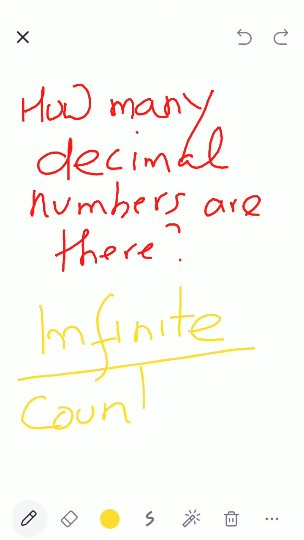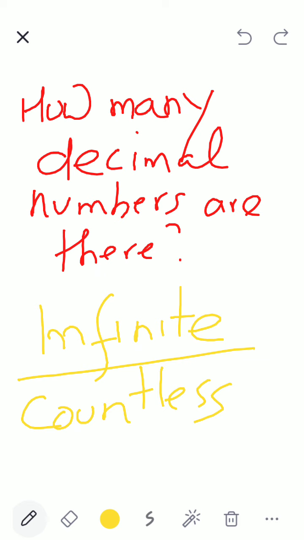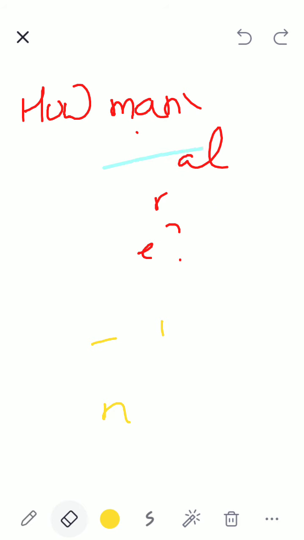Countless. You cannot count. Just like numbers 1, 2, 3, 4, 5, 6, 7, 8, 9, 10, 1,000, 1 lakh, 1 trillion, 1 billion, 1 zillion. Unlimited. That decimal numbers also unlimited, countless. So when that happens, we need to understand place value.